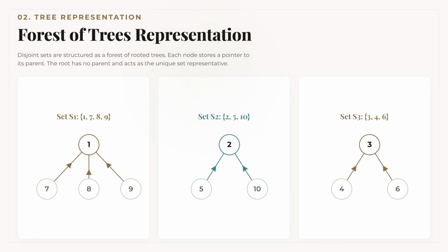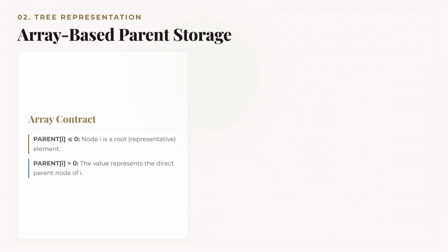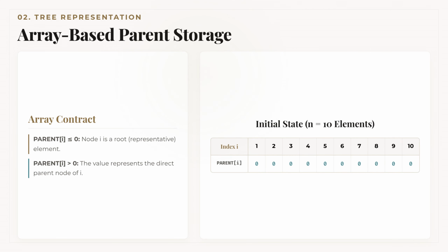This tree representation allows us to perform union and find operations efficiently. Internally, these trees are usually stored using an array called parent. If parent of i is 0 or a negative value, then i is a root. If parent of i is a positive value p, then p is the parent of i. Initially, when every element is in its own set, all entries in the parent array are 0. This indicates that every element is its own root.